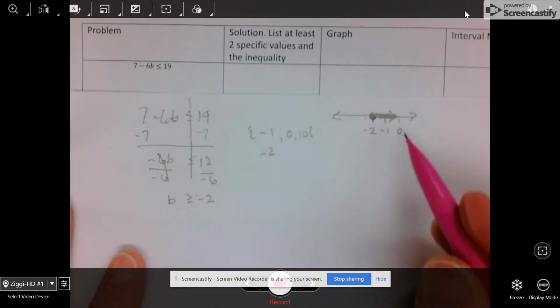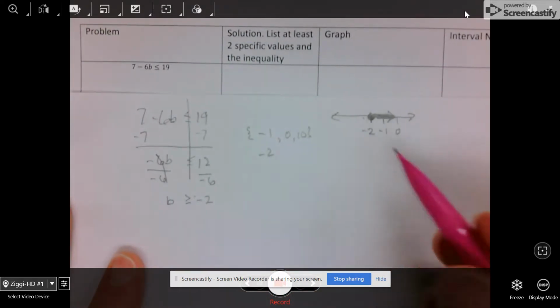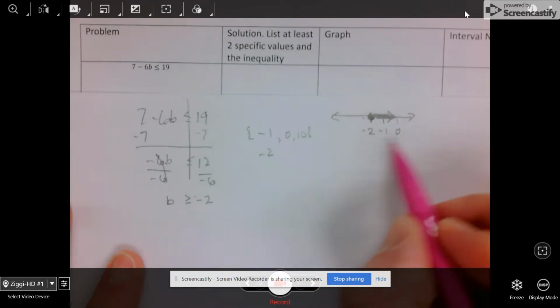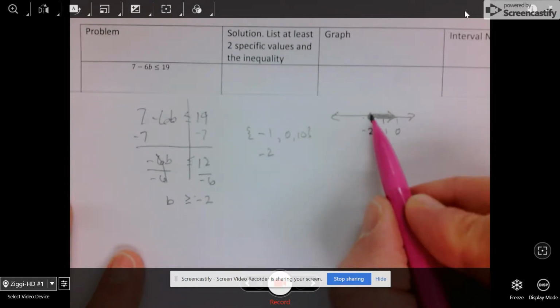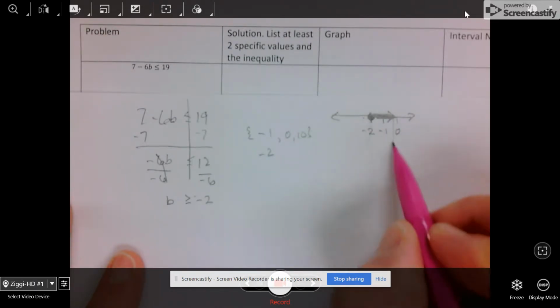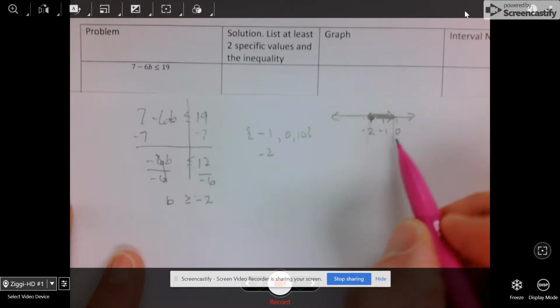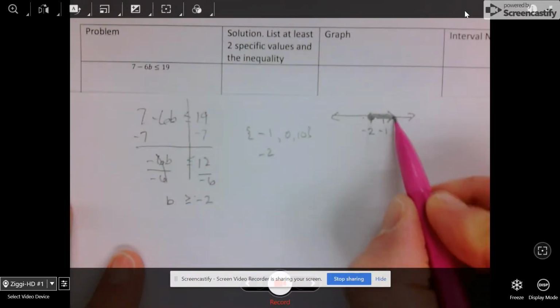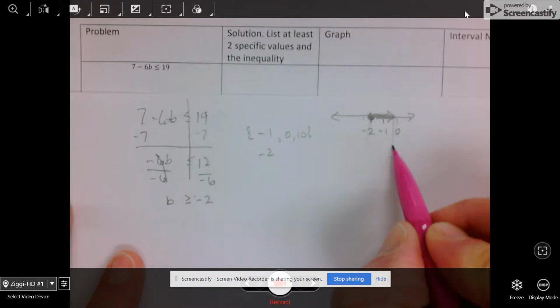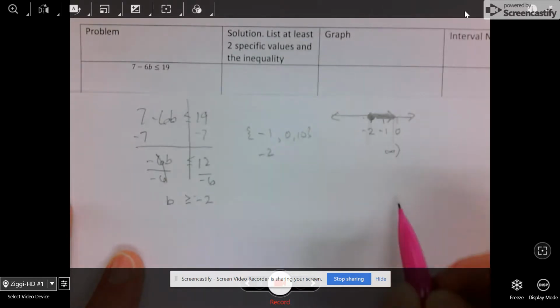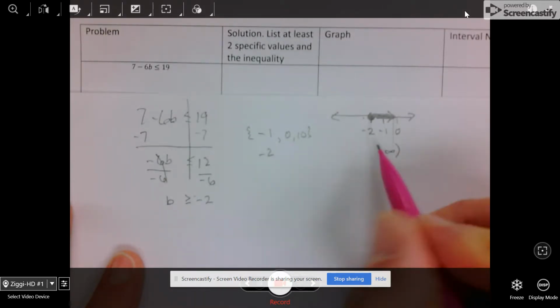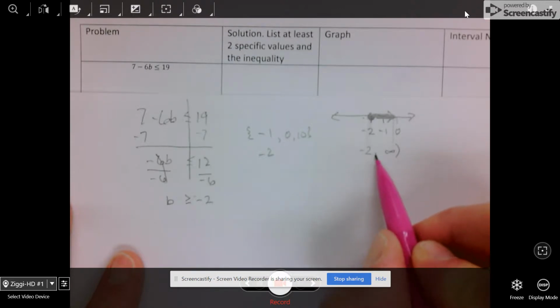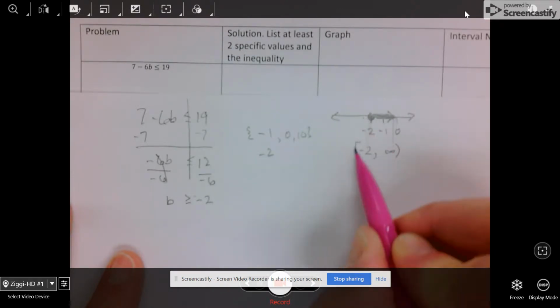Okay, now for interval notation, here's how I've been showing people if they're getting confused. Line up your interval with your number line, and wherever the arrow is, that's going to be your infinity. And then you just need to put the start of your interval, and if it's a solid circle, you make a bracket.